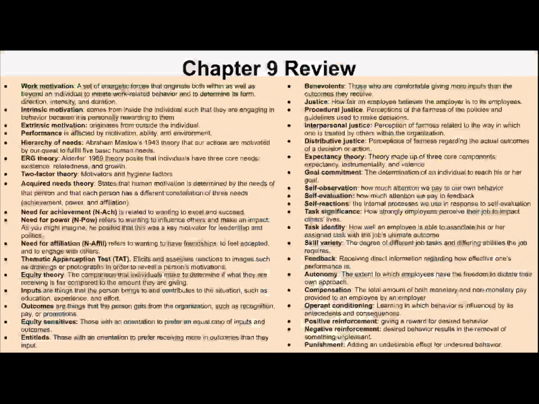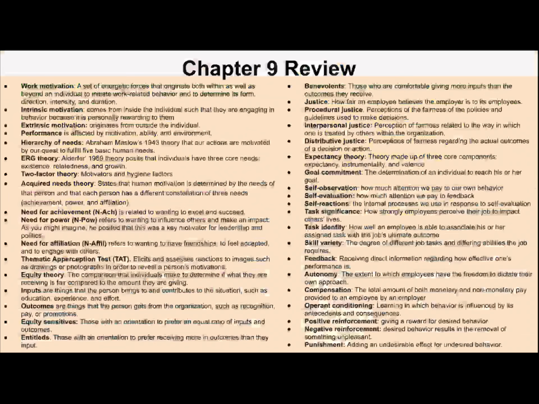And in order to figure out which one of those needs is dominant, you can take the Thematic Apperception Test, which is a picture that an expert shows you, and when you tell a story for that picture, they're able to assess your dominant need.